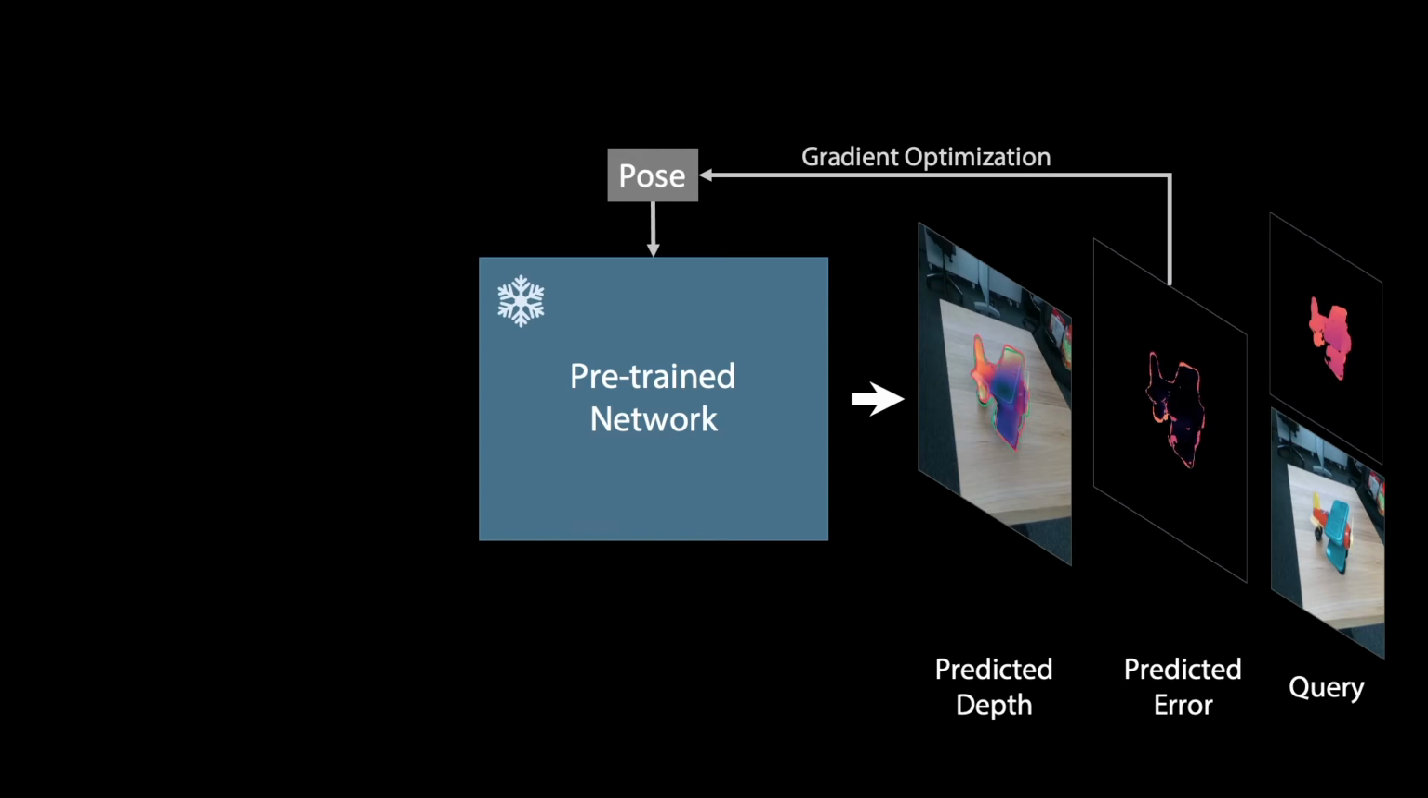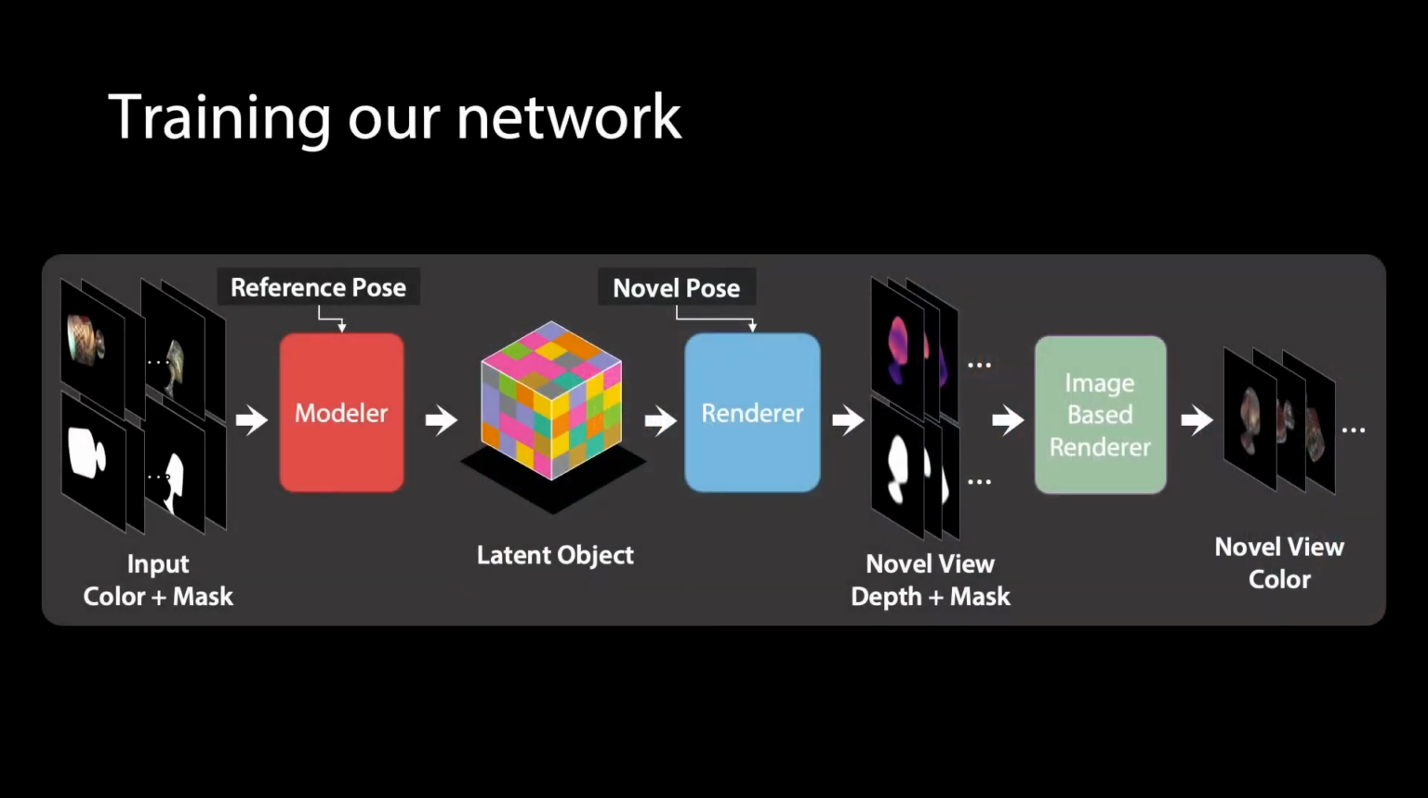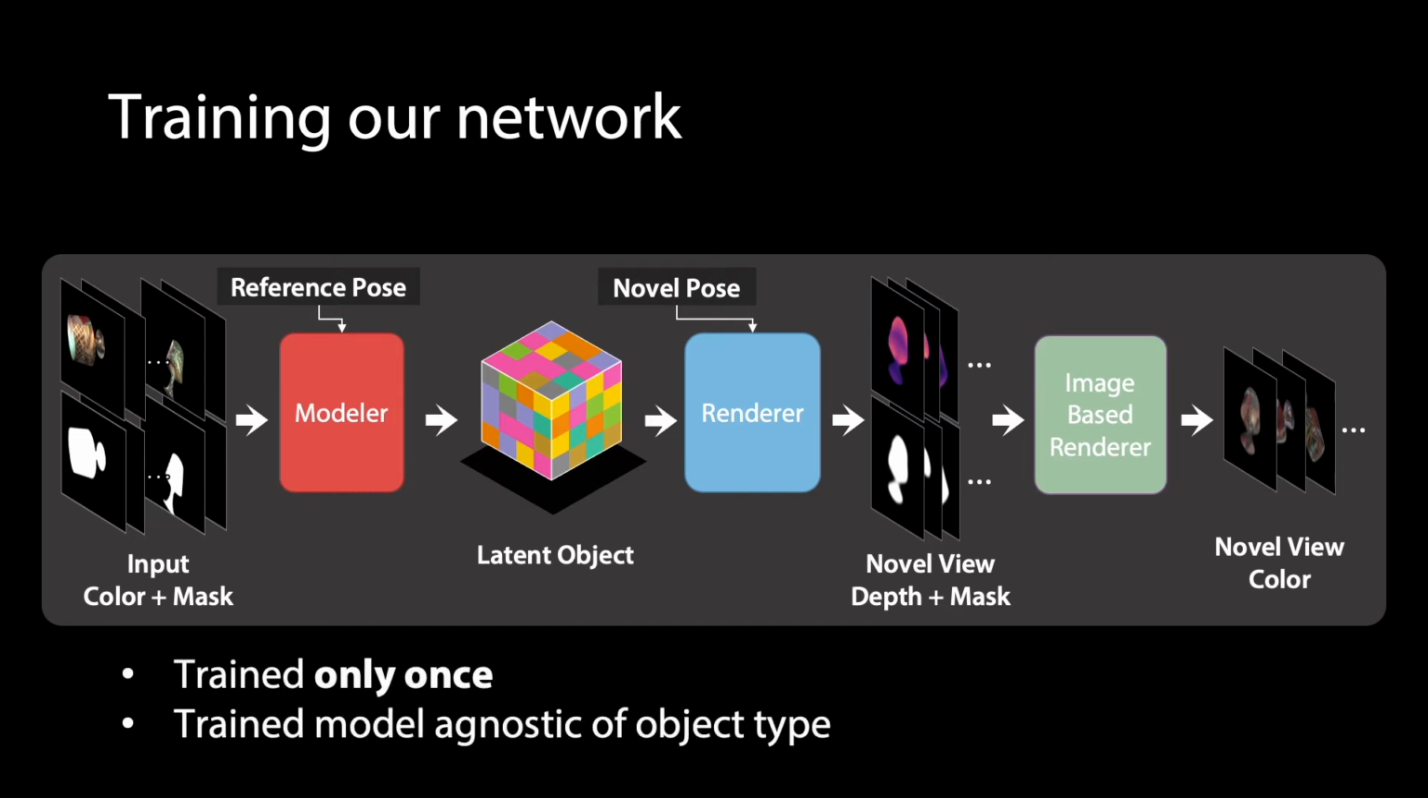No training is required. We train our network with 3D models from the ShapeNet dataset. We take random 3D models and render them with randomized appearances in each iteration. We train our network to accurately reconstruct the depth and mask of novel views. During training, we also have an image-based rendering network which reconstructs the color appearance of the object. We only train this network once, and it is a universal network agnostic of the type of object.